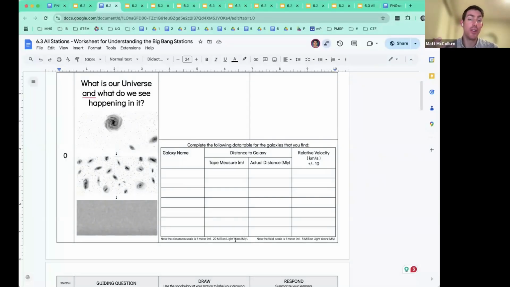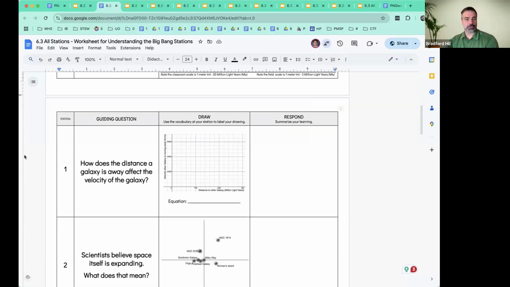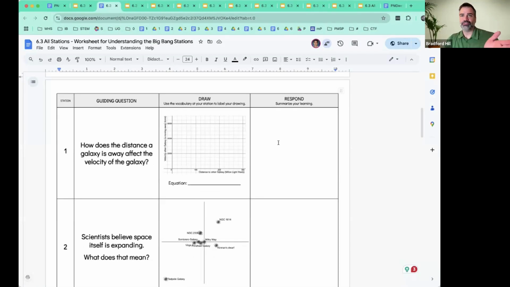In the next station, we'll talk about what they're going to do with the data, and maybe I'll hand that to Bradford to talk about the next station. Yeah, great. We have the slides, but just to show you the paper-based version, here's station 1. How does the distance a galaxy is away affect the velocity of the galaxy? That's in multiple videos already, the one we watched and some that we didn't. Of course, this is them finding Hubble's constant. I want to show how approachable this is, because the videos can make you feel like students could be overwhelmed.